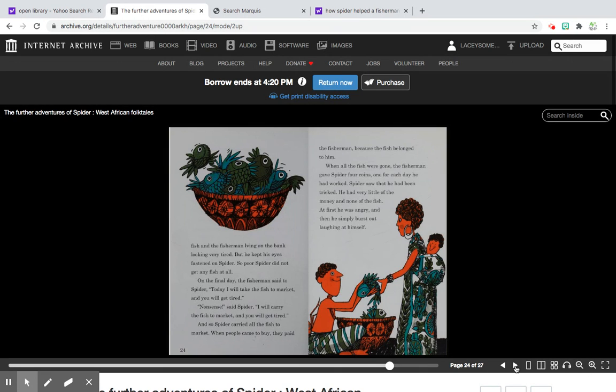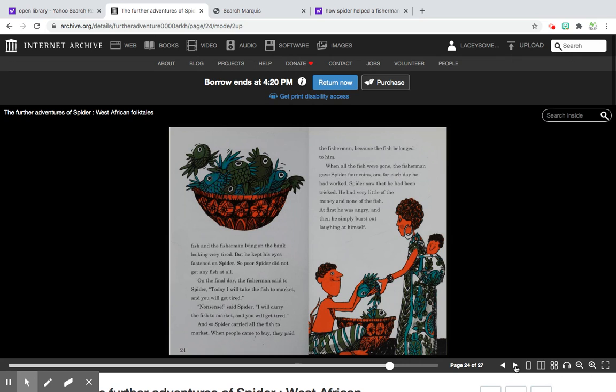Spider seems to think he is tricking the fisherman, but I'm not sure this is the case at this point. I think the fisherman may be actually tricking Spider into doing the work because Spider insists. What does he keep saying? Nonsense! I never get tired. What do you think? Do you think the fisherman's tricking him? Well, let's continue reading the story and let's see who outwits whom as we wrap this up.